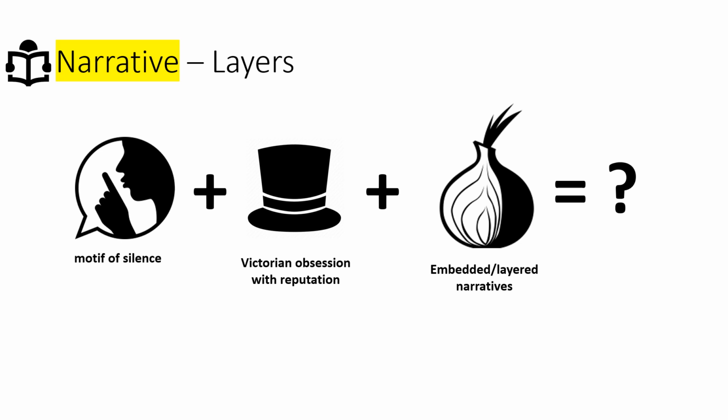So I'll go back to this original puzzle that I left you with at the start of this video. Hopefully you haven't just been thinking about this, hopefully you've been listening to the evidence as we piece it together along the way. What does this motif of silence and Victorian obsession with reputation and the embedded layered narratives result in?